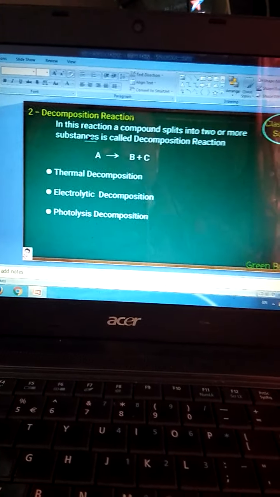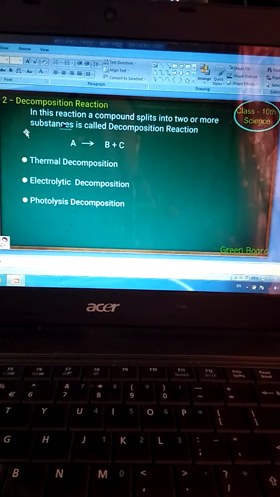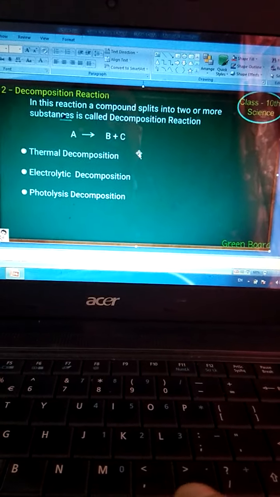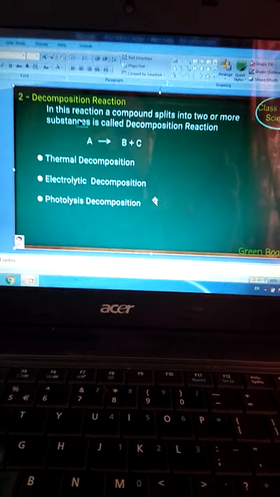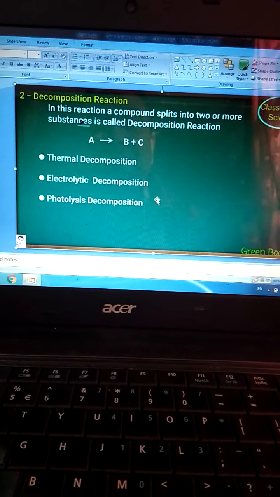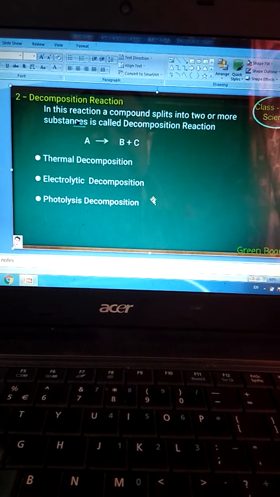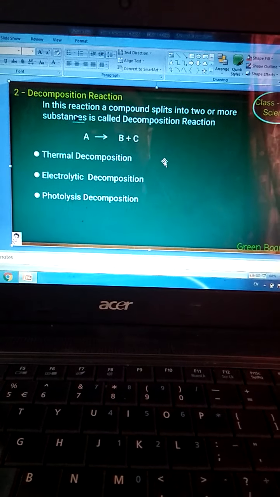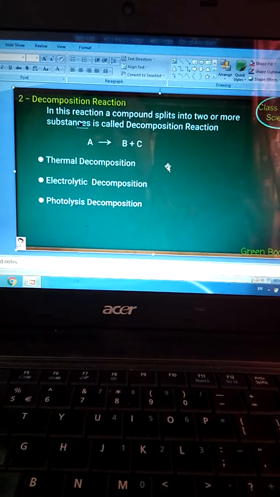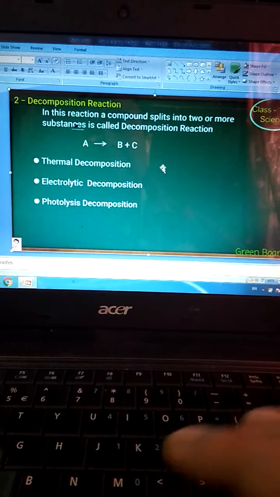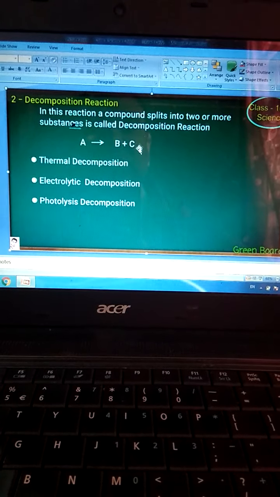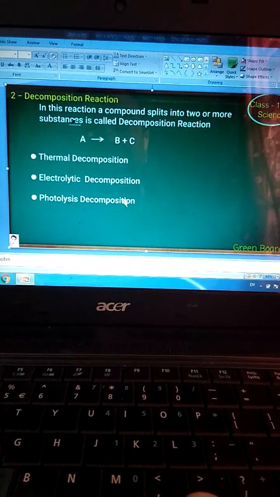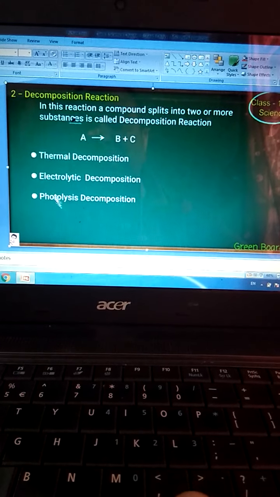Example is shown here. Just A breaks into B plus C. That is called decomposition reaction. Now this decomposition reaction is of 3 types: thermal decomposition, electrolytic decomposition, and photolysis decomposition. This is very important from the viewpoint of your examination. Most of the time questions come from this portion, so we have to learn all these 3 types of decomposition. We are going to learn and see one by one.